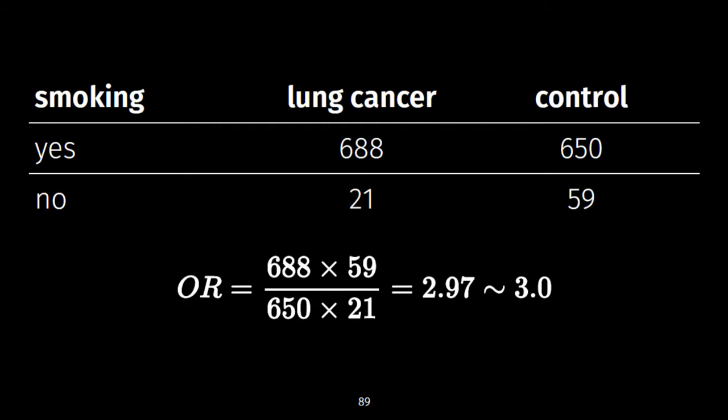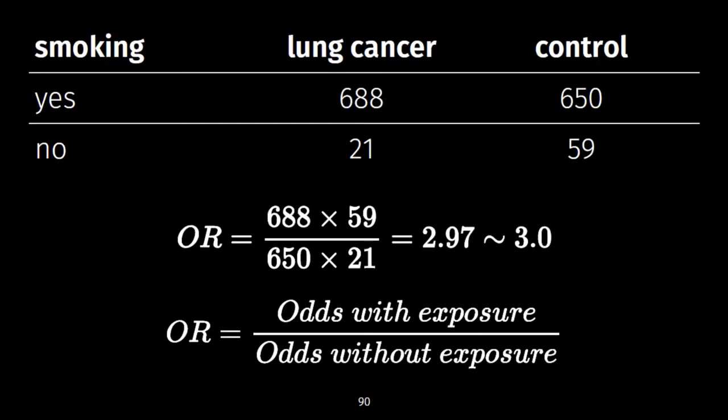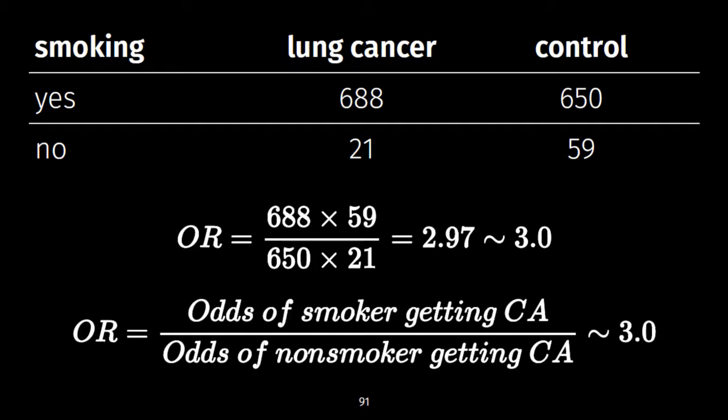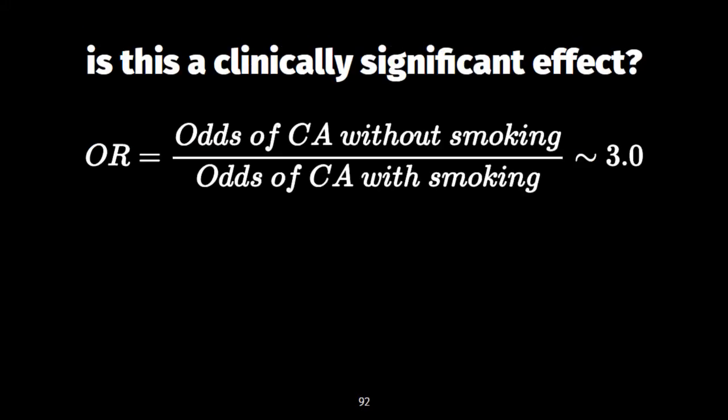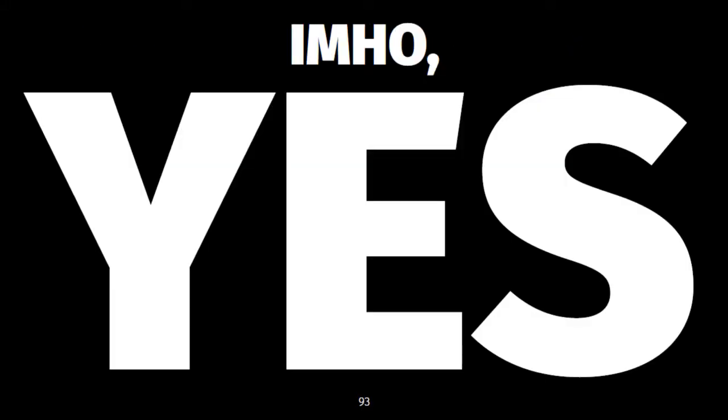And what does that 3 mean? Basically, it's the odds of disease with exposure over the odds without exposure. So in this case, it turns out that the odds of getting cancer if you're a smoker are about 3 times that of a non-smoker. Is that significant? Yeah, I think it is.